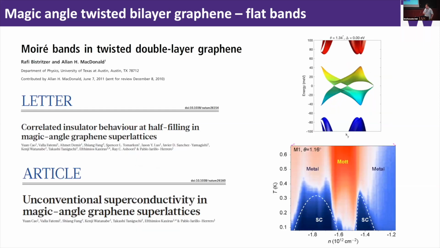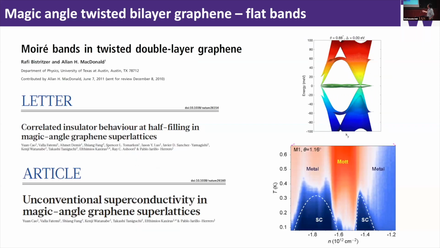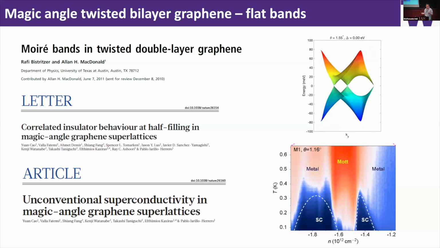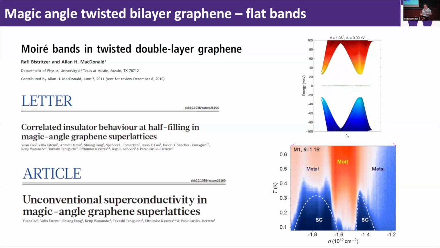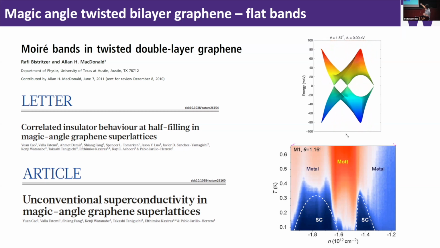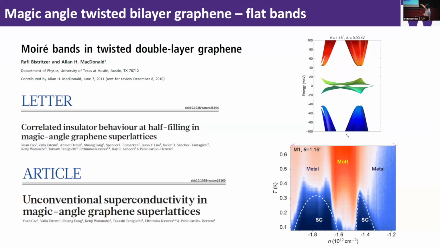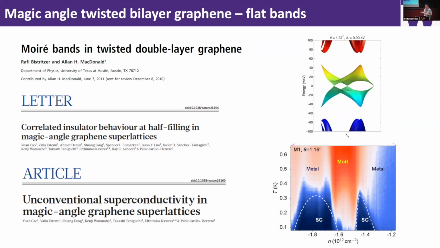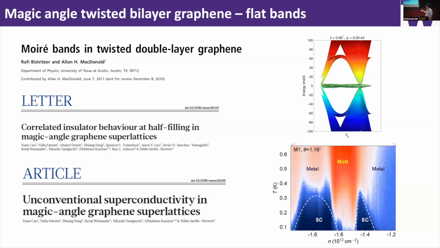So with this moiré system, Allan MacDonald shows that you can actually create a flat band using graphene as an example. He introduced this magic angle around 1.07, 1.09 degrees. And what I show you here is the band structure as a function of twist angle. So basically, at this magic angle, around 1.06, the band becomes really flat. Using such a concept, Pablo's group at MIT realized superconductivity in such a system. They showed the emergence of superconductivity in magic angle twisted bilayer graphene.